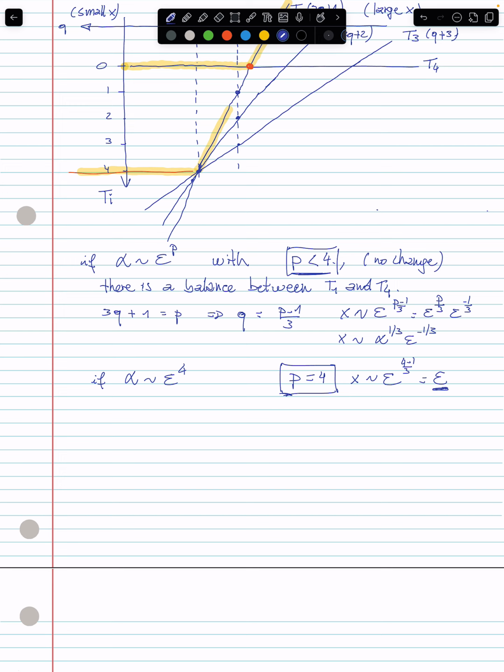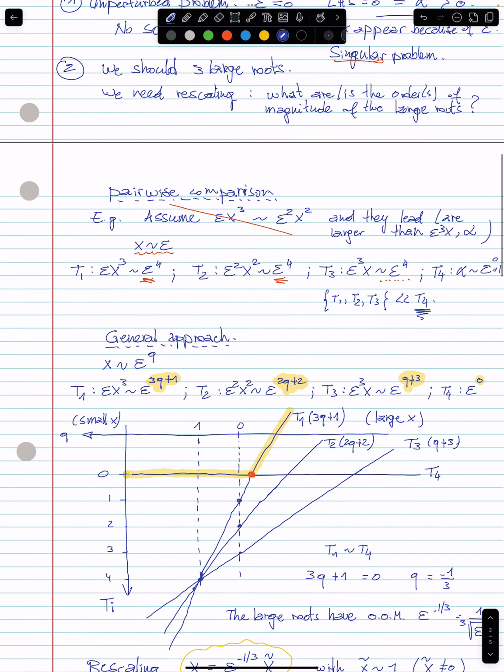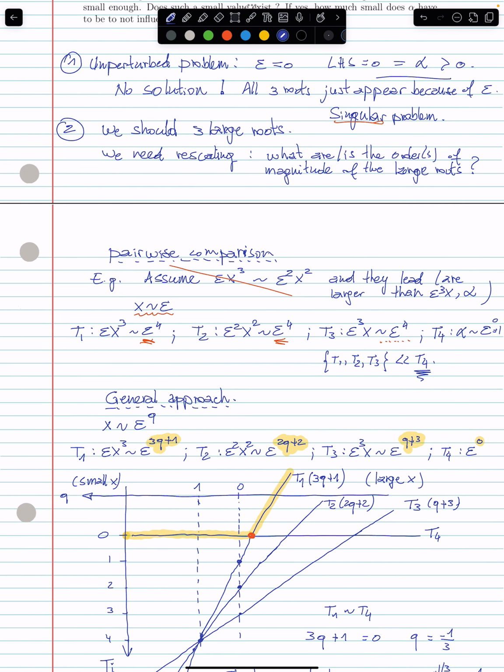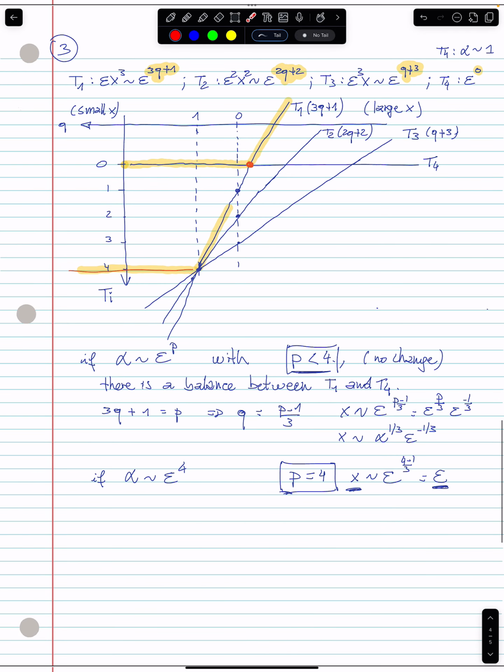the root x has order of magnitude epsilon. This is exactly what we observed when we tried the pairwise comparison first. We saw that if the first two terms balance each other, they have to have order of magnitude epsilon to the power 4. And in fact, what happens here is that all 4 terms have the same order of magnitude when x is of order epsilon, and the order of magnitude of all 4 terms is epsilon to the 4.